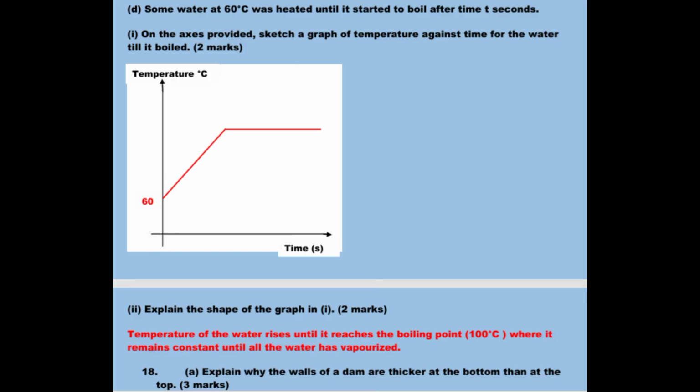Then explain the shape of the graph. So the temperature of the water rises until it reaches the boiling point, where it remains constant until the water has vaporized. So that is a basic graph for heating.